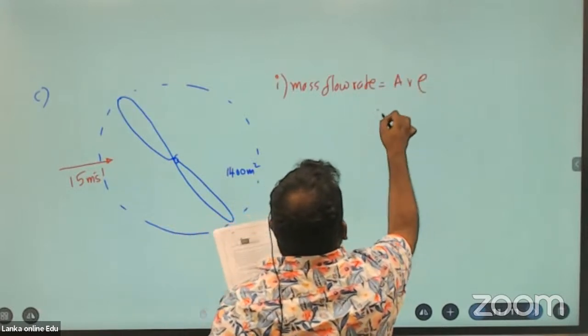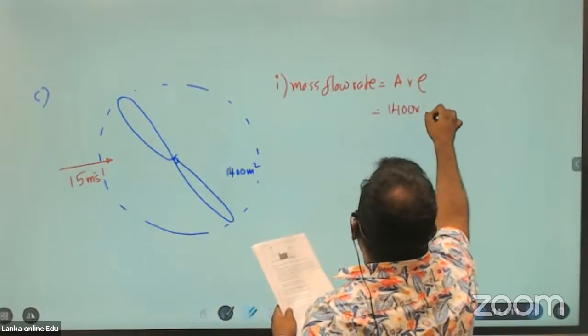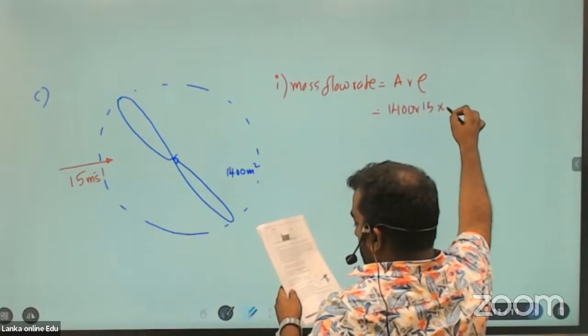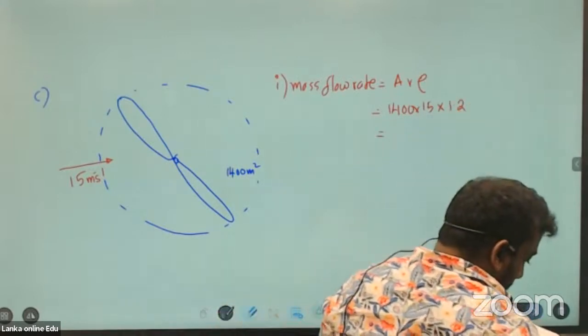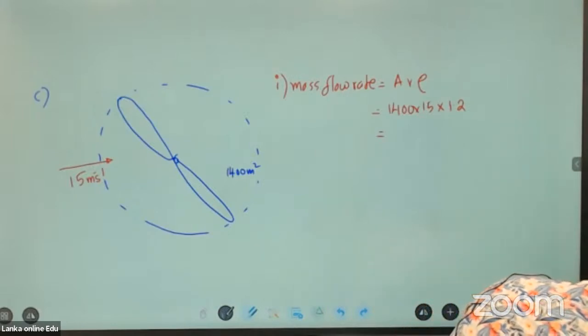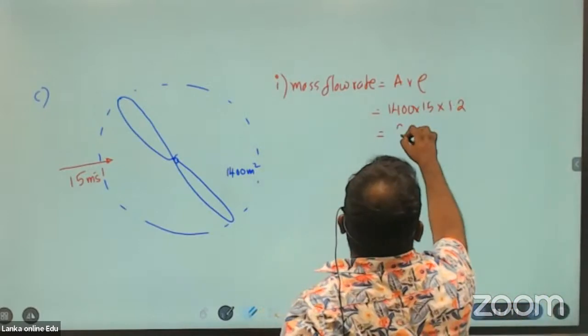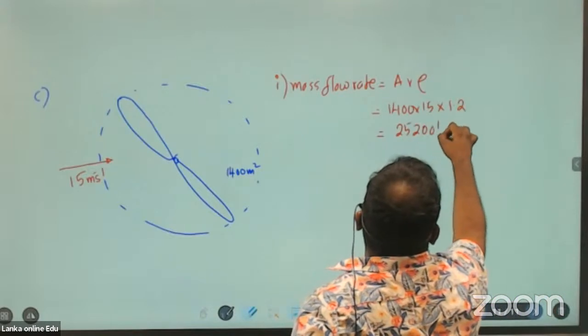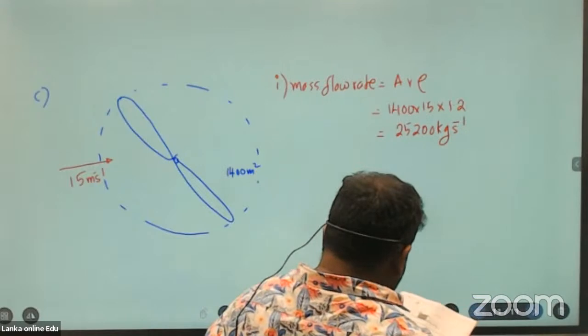Mass flow rate is A V rho. 1400 times 15 times density 1.2. Mass flow rate can be easily found. 25,200 kilograms per second. Right.